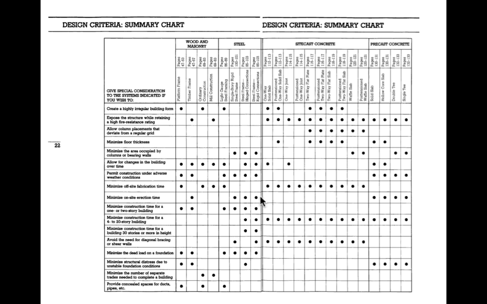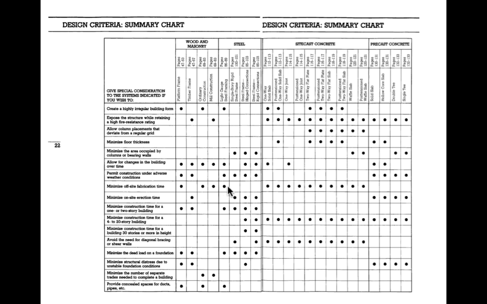Steel is quick. We minimize our on-site erection time. We also, for a low building, minimize construction time, right? If it's a 1 or 2 story building, then steel is often going to be much quicker than concrete. For a 4 to 20 story building, it's maybe a little mixed. And you can see, too, that we're certainly not minimizing off-site fabrication time, right?